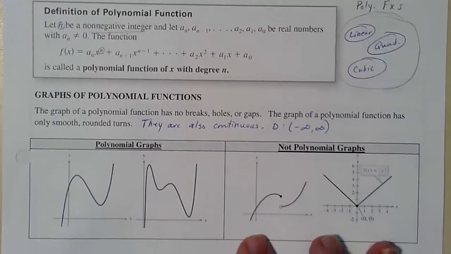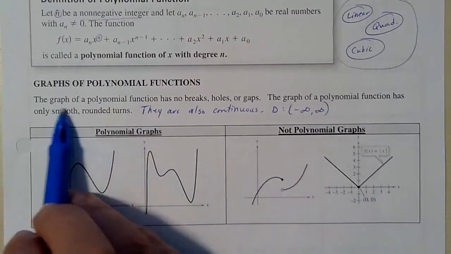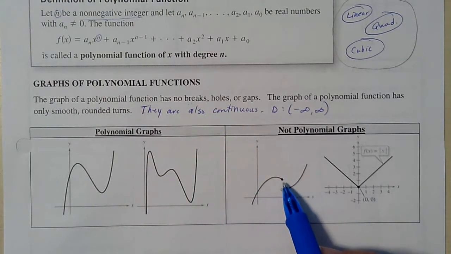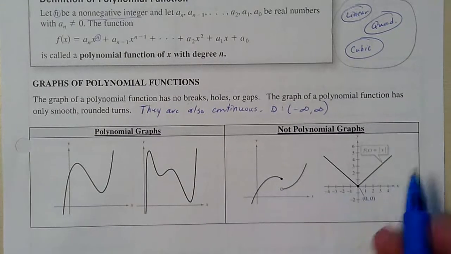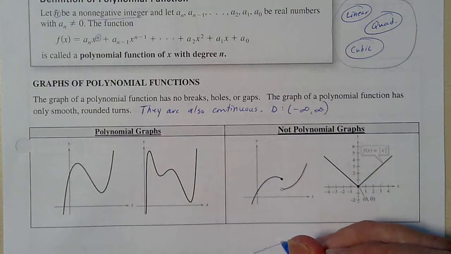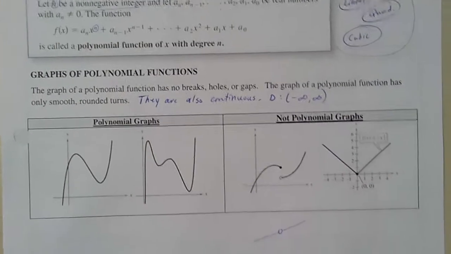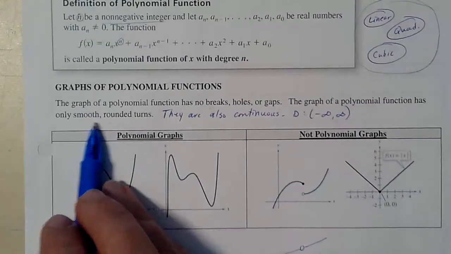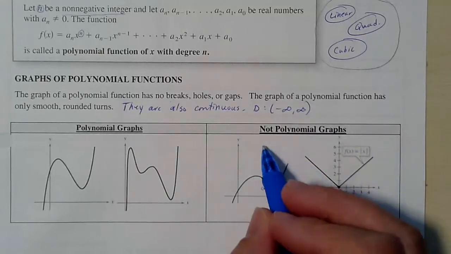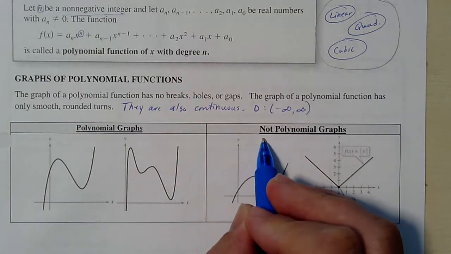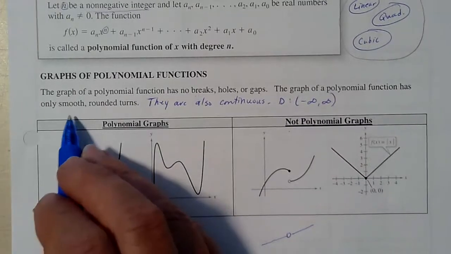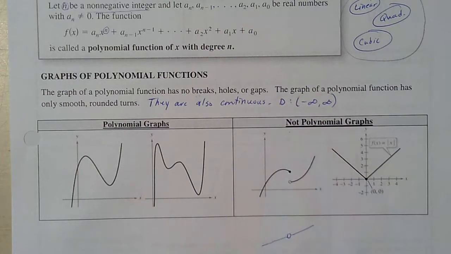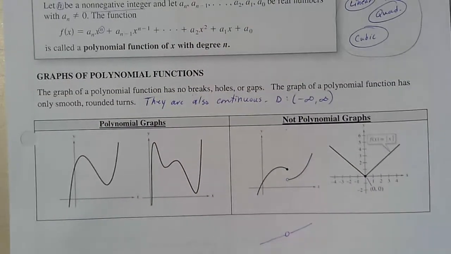All right, so here's the graphs of polynomial functions and what they look like. They have no breaks, holes, or gaps. So this has a break in it, or a gap. Okay, also it has a hole as well, so even if I had a straight line with a hole in it like that, an open circle, that wouldn't work. Okay, and it cannot have these sharp turns. It has to be smooth and rounded. So absolute value function is not a polynomial function. But these are. Okay, it's got to be smooth, rounded turns, and they're also continuous. The domain's all real numbers. Okay. All right, let's go ahead and go on to the next page.